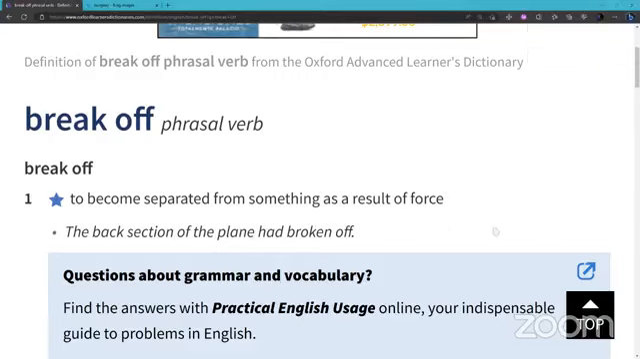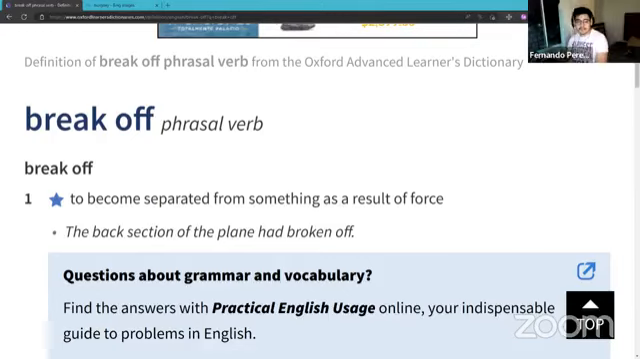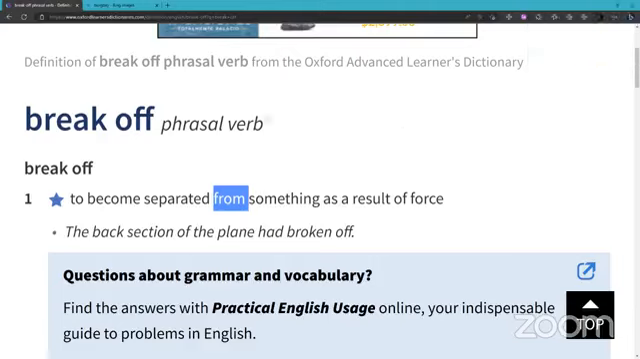Okay. Become separated something. Don't eliminate. If you're going to say something, from something. Yes, you need a connector. Okay.